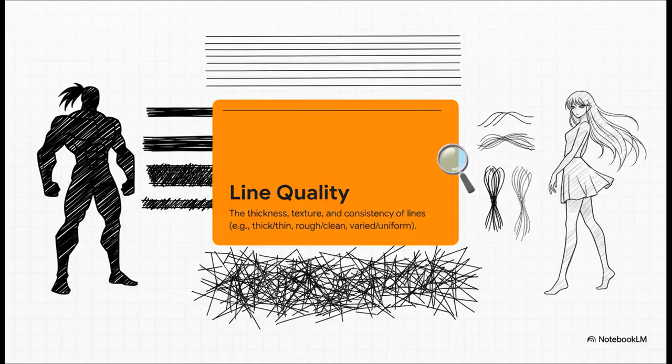Let's start with line quality. Just think about it. Is the line thick and bold, like in Samurai Jack? Or is it thin and delicate, like in a lot of classic anime? Is it super clean and uniform, or does it have this rough, sketchy texture? This one element alone can dramatically change the entire feel of an image.